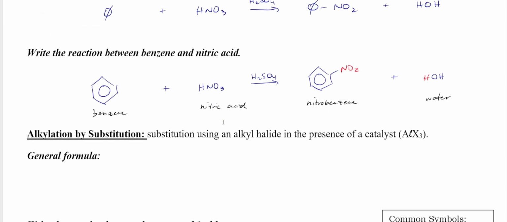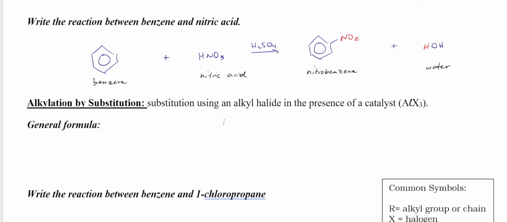Okay, alkylation by substitution. So that's substitution using an alkyl halide in the presence of a catalyst, AlX3. So my general formula right here is going to be my benzene plus my alkyl halide. Okay, in the presence of a catalyst, AlX3. Okay, and then I'll have the R group stick onto the benzene ring, and then I have HX.